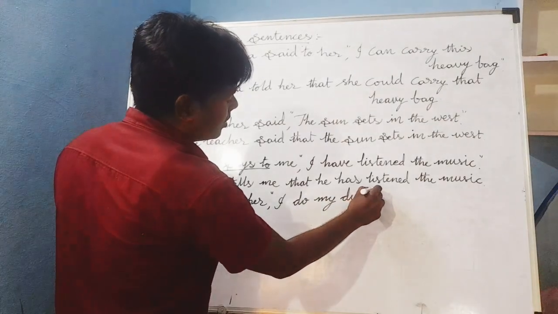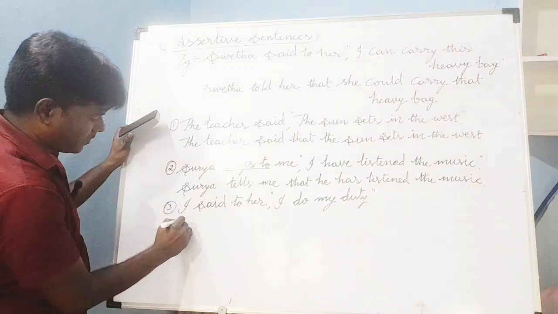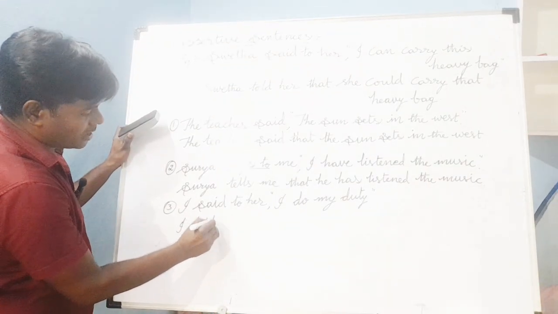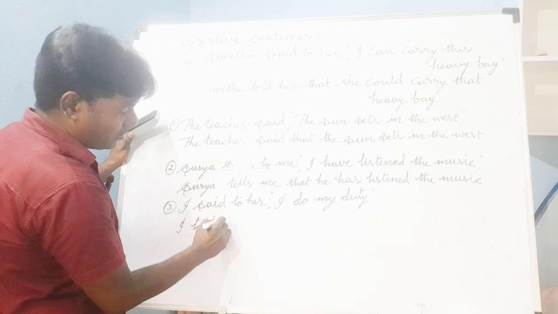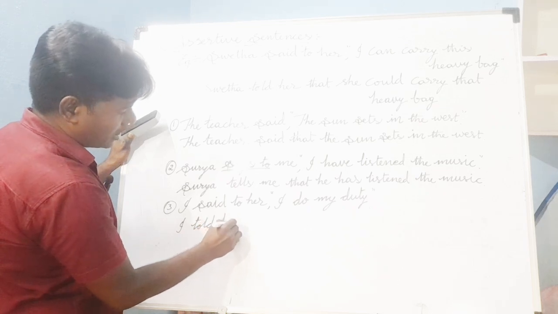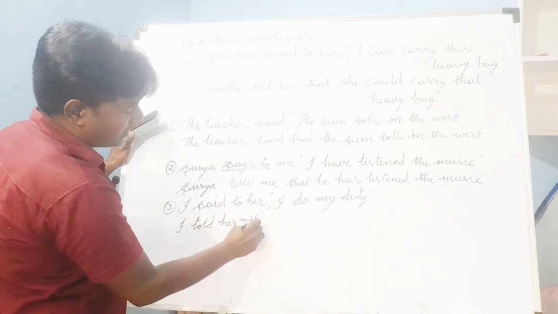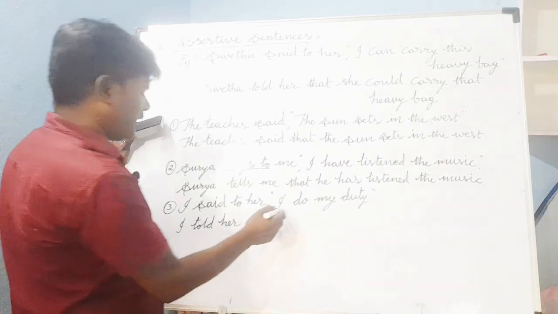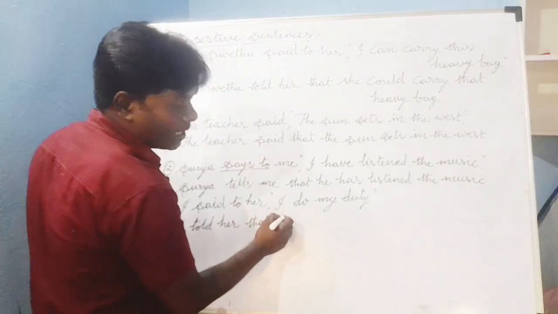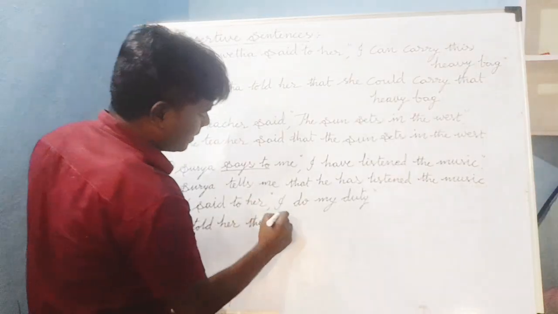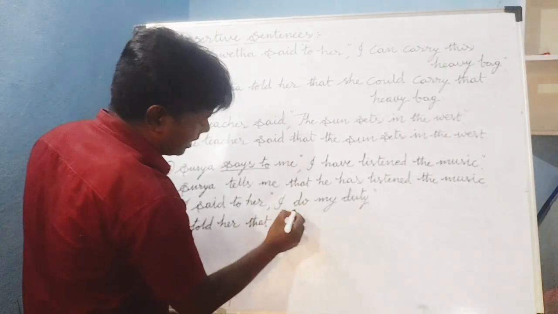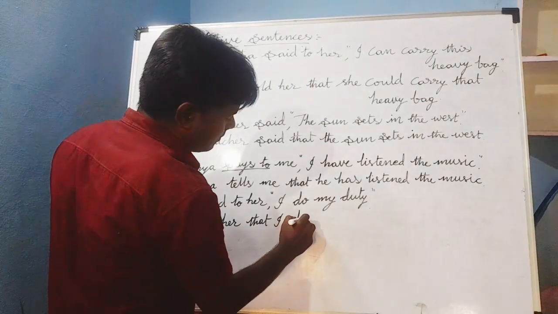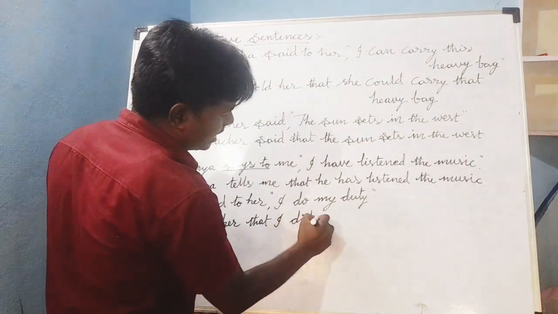Right? So look here. I told her. Said to changes into told. Already you came to know. Right? I told her, instead of inverted commas we have to use that conjunction. I told her that I becomes I itself. I remains I and does not change in any way. Do becomes did. My becomes my.